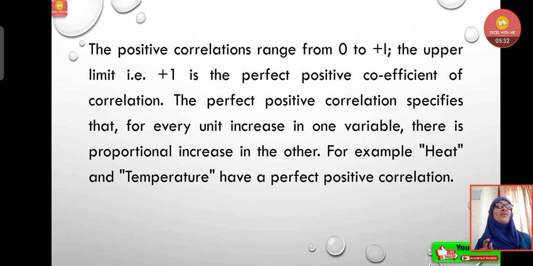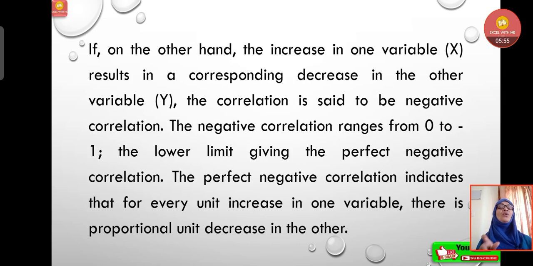Now the positive correlations range from 0 to +1. The upper limit, that is +1, is the perfect positive coefficient of correlation. The perfect positive correlation specifies that for every unit increase in one variable, there is a proportional increase in the other. For example, heat and temperature have a perfect positive correlation.